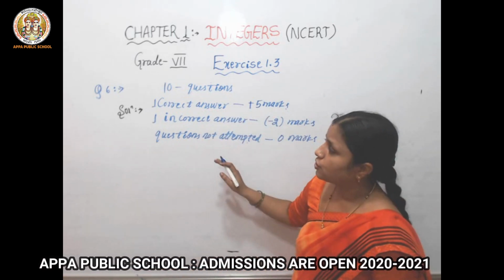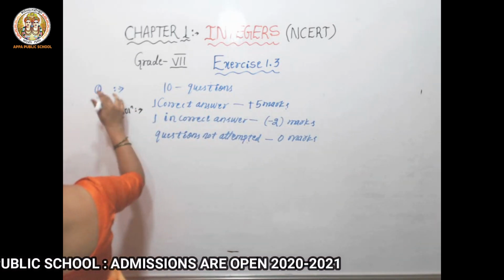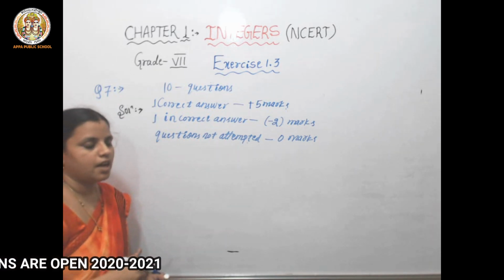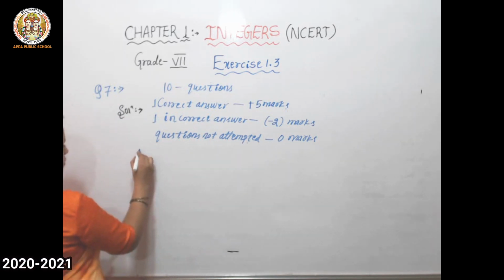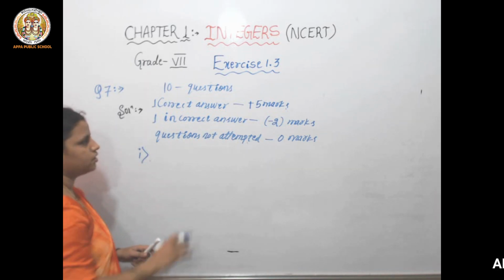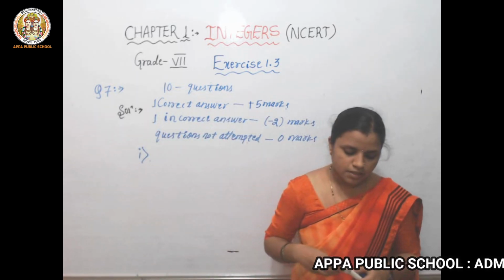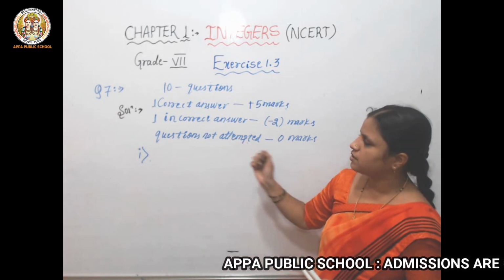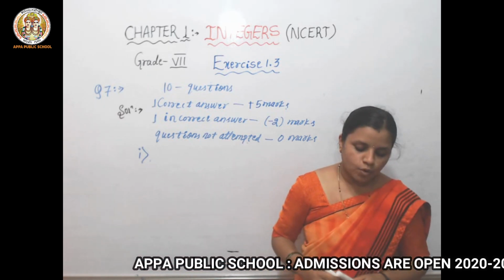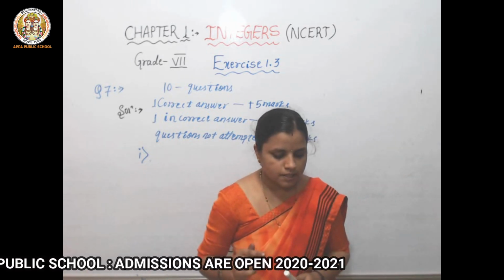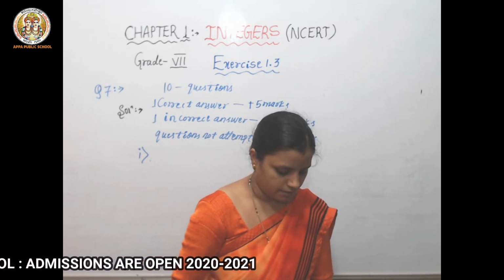This is the main question 7. In 7, again we have sub questions. This is the main question, and again we have 3 sub questions. In the first sub question, I'll read: Mohan gets 4 correct and 6 incorrect answers.